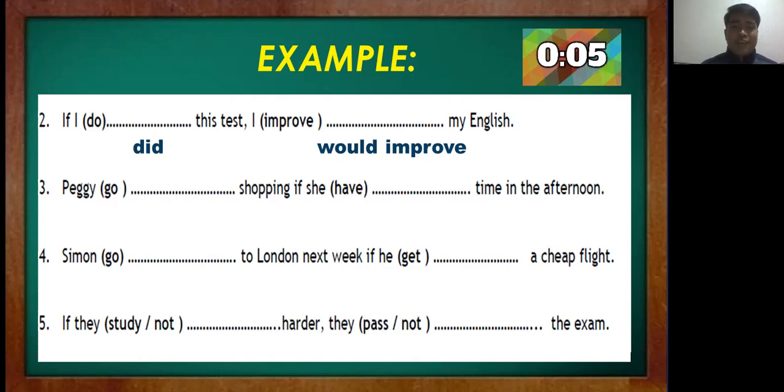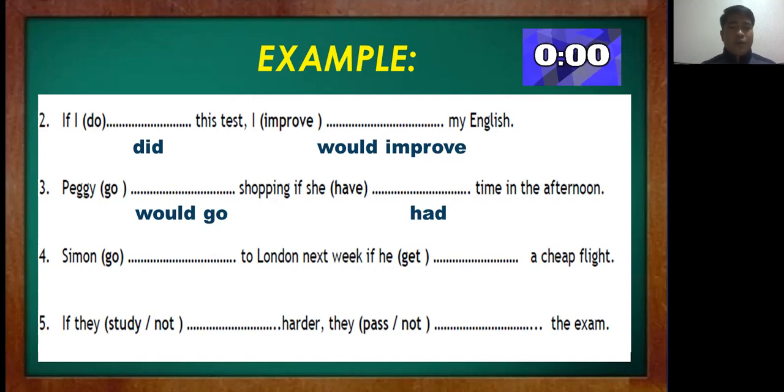Still, the same rule that you need to apply. Three, two, one. Time's up. Okay, so let me reveal the answer. It's Peggy would go shopping if she had time in the afternoon.